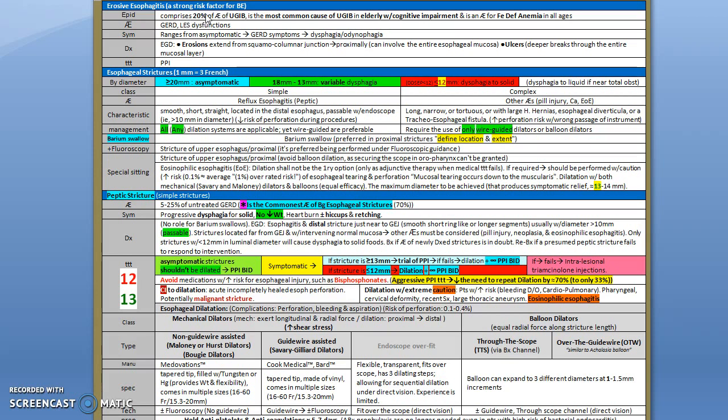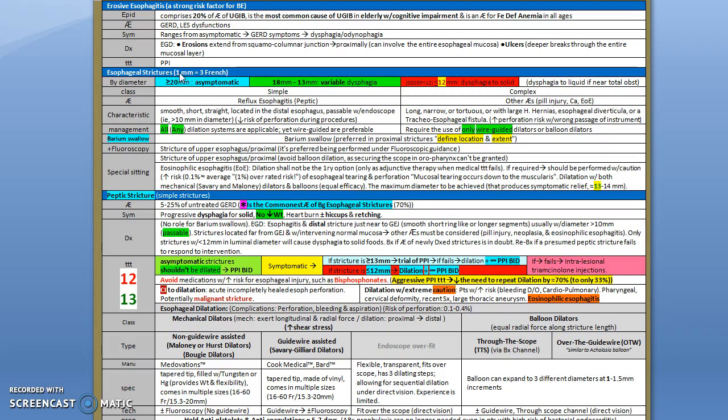It comprises 20% of the upper GI bleeding all over, and it's the most common cause of upper GI bleeding in elderly with cognitive impairment, and is always an etiology for iron deficiency anemia in all age groups. It's treated with PPI, and it ranges from just erosions to ulcers and even strictures.